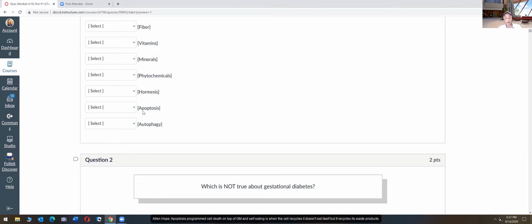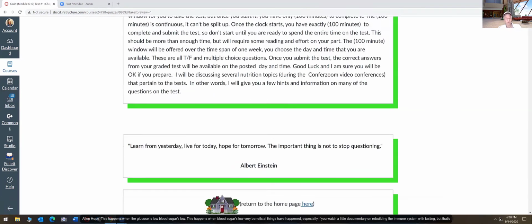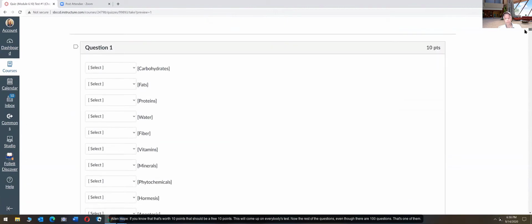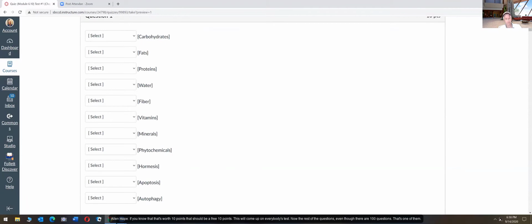Apoptosis, programmed cell death. Autophagy means self-eating. It's when the cell recycles. It doesn't eat itself, but it recycles its waste products. This happens when the glucose is low, when blood sugar is low. Very beneficial things to have happen, especially if you watch a little documentary on rebuilding the immune system with fasting. But if you know that, that's worth 10 points. That should be a free 10 points.